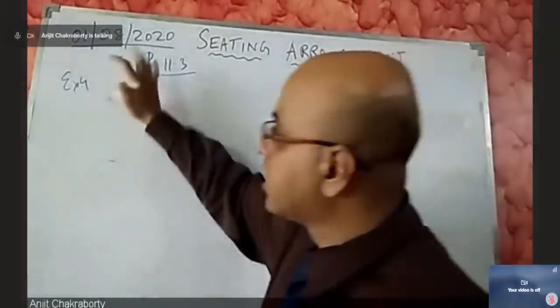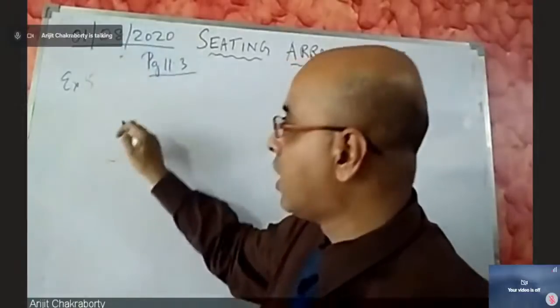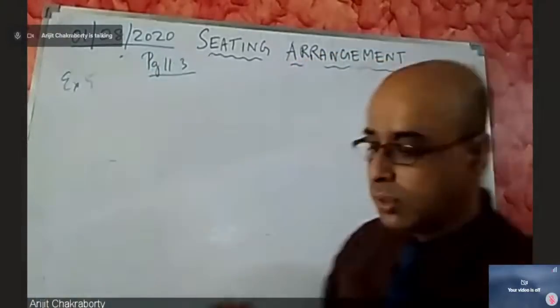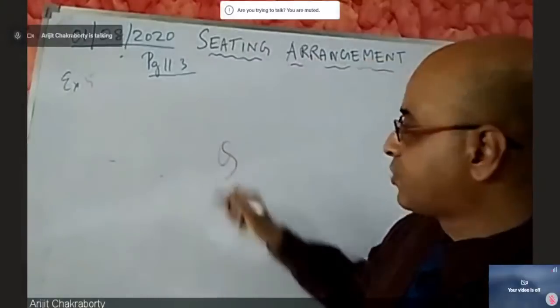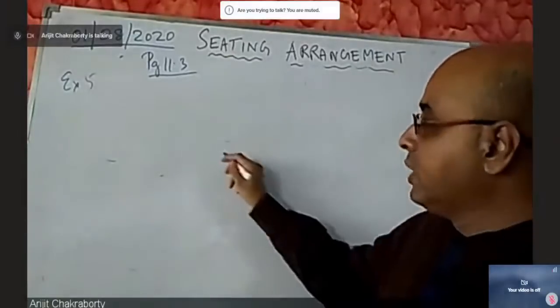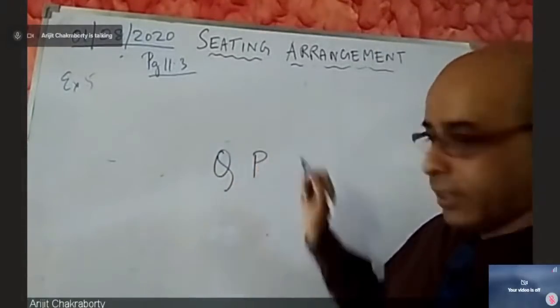So we are having example 5 now. 5 houses, P, Q, R, S, T. P is right of Q. Okay, P is right of Q. So if Q is here, then P will be to the right. Okay, fine.